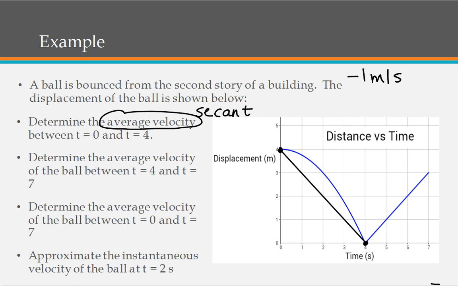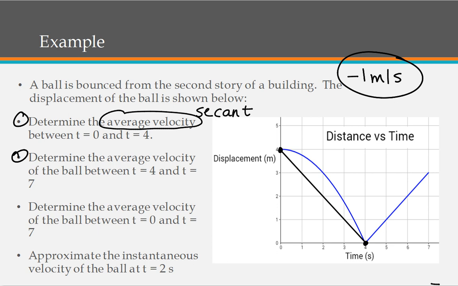Now this is where some students get a little bit confused. When a ball is dropped from a building, does it have constant speed? No. Look at the blue curve. Is the blue curve linear? No. So the speed is changing. What we just calculated is an average velocity for that time frame. It doesn't mean that the ball is traveling at that speed all the time. Keep that in mind. Go ahead and do the next 2 bullets.